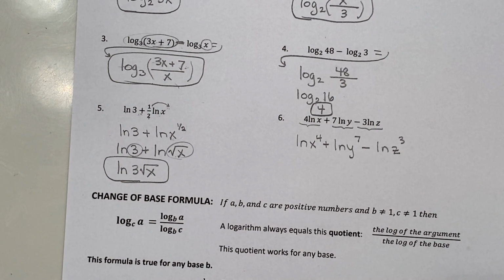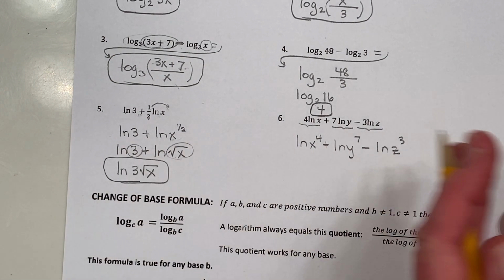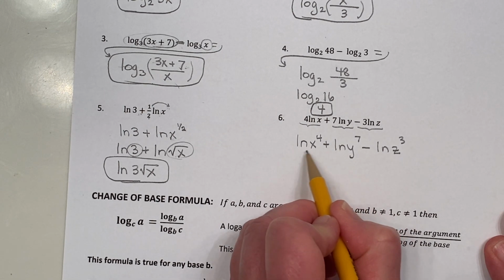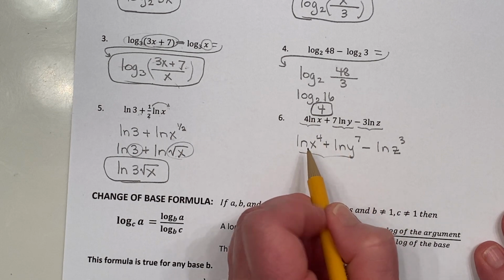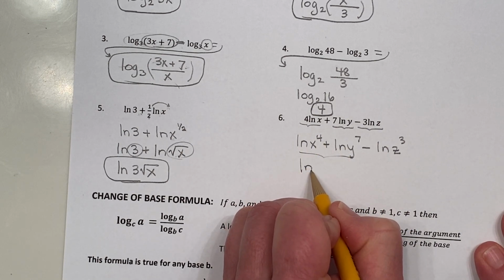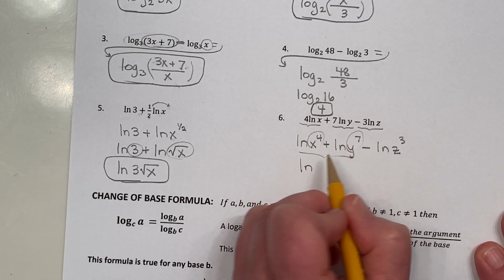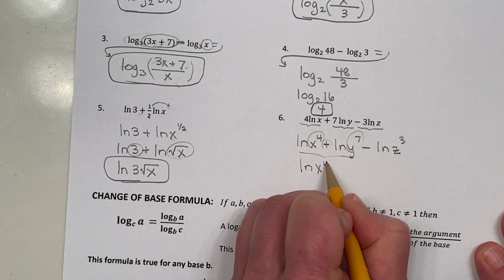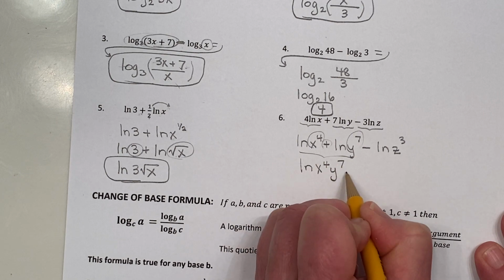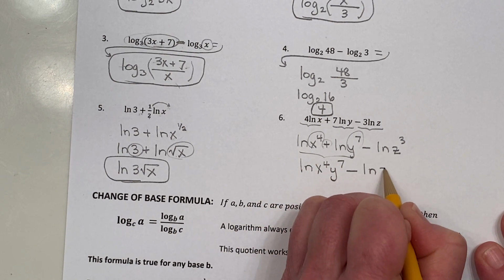Okay, I haven't condensed yet, but if I read from left to right, I see a plus means let me grab these two terms and let me make these two terms go back to a product. So natural log, and then I'm going to have x to the 4th and y to the 7th, and I'm going to multiply because of the plus. So x to the 4th, y to the 7th. Don't forget you still have minus natural log of z cubed.